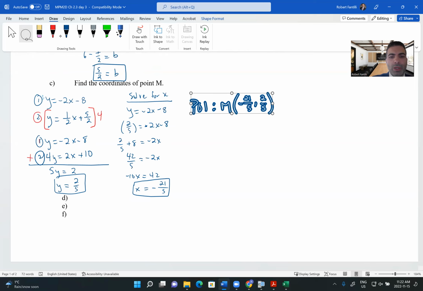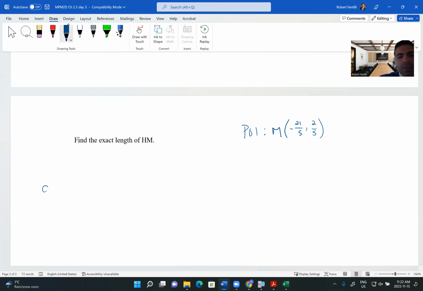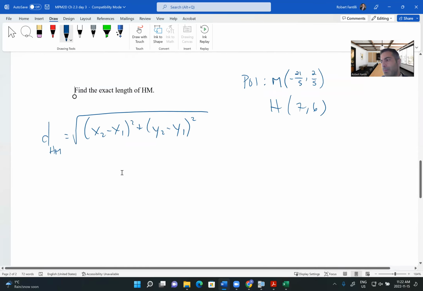So I'm going to copy and paste it here. And now I'm going to start off with a distance formula. The distance or length of HM is going to equal the square root of x2 minus x1 squared plus y2 minus y1 squared, because it wants us to find the shortest distance. If it wants the shortest distance, we're going to have to use a distance formula. And remember, we had H was 7, 6. So we're finding the distance between H and M.